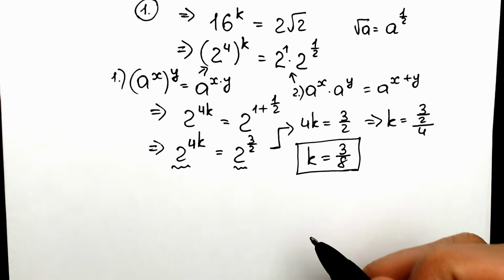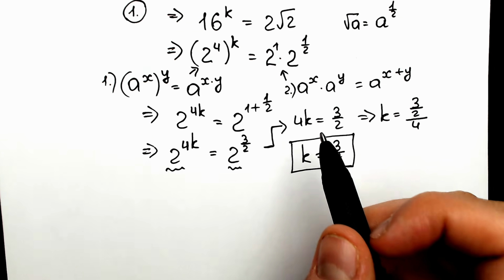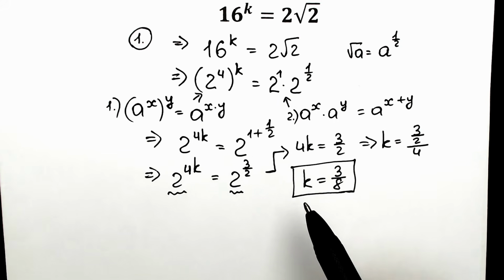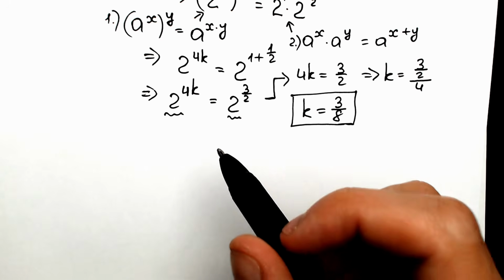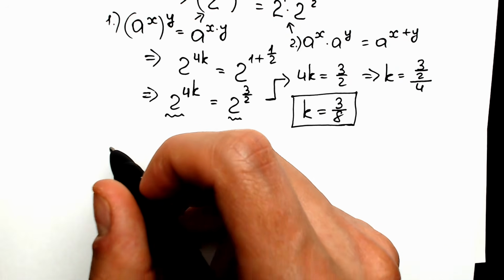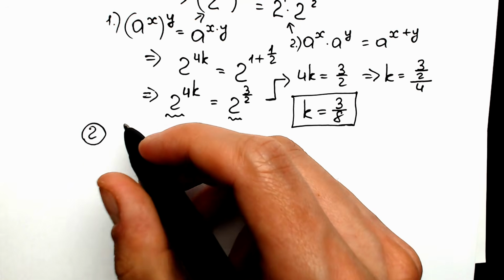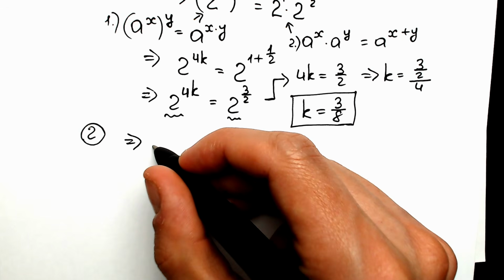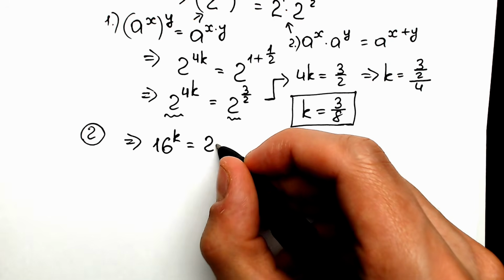Right now let's head to the next method, the method with the log. This is a classic method with the power rules, and of course maybe you have problems with the log. If you're struggling with the part with the log, I'm going to show you a real quick method with the log, and then of course we will choose which method you like. So we have our question, 16 to the power k equal to 2 square root of 2.